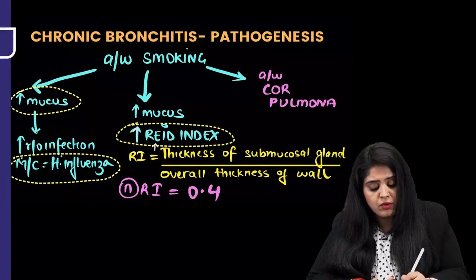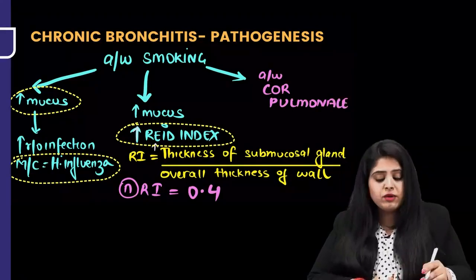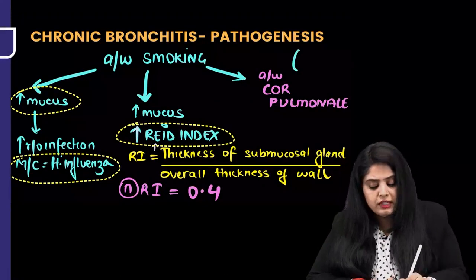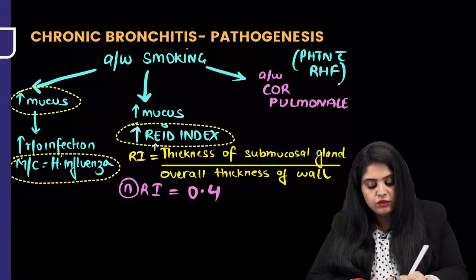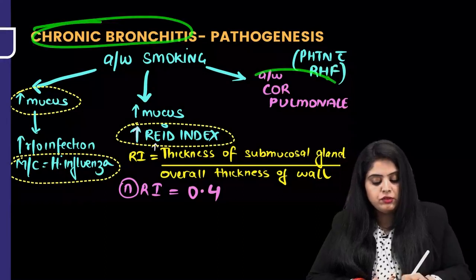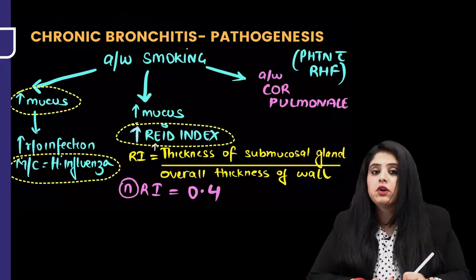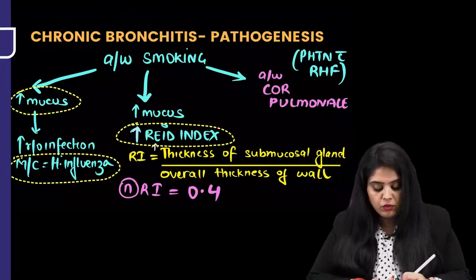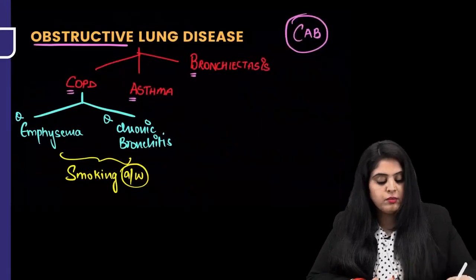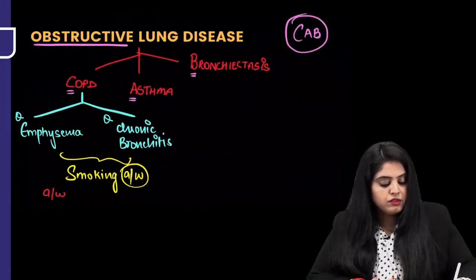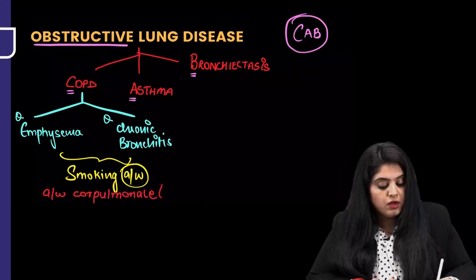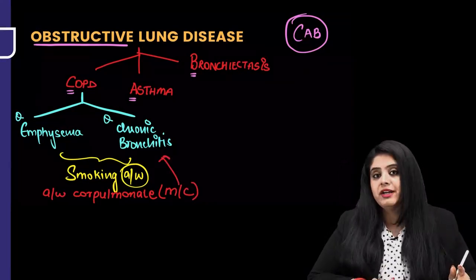Now, there's a very important controversy in medicine that you have. What is cor pulmonale? I hope everyone knows. It is pulmonary hypertension with right-sided heart failure. So they ask you, is chronic bronchitis associated with cor pulmonale? Yes. And they also ask you, is emphysema also associated with cor pulmonale? Yes. Please remember, both of them can be associated with cor pulmonale. However, it is more common with chronic bronchitis. That is what you have to learn in medicine over here.